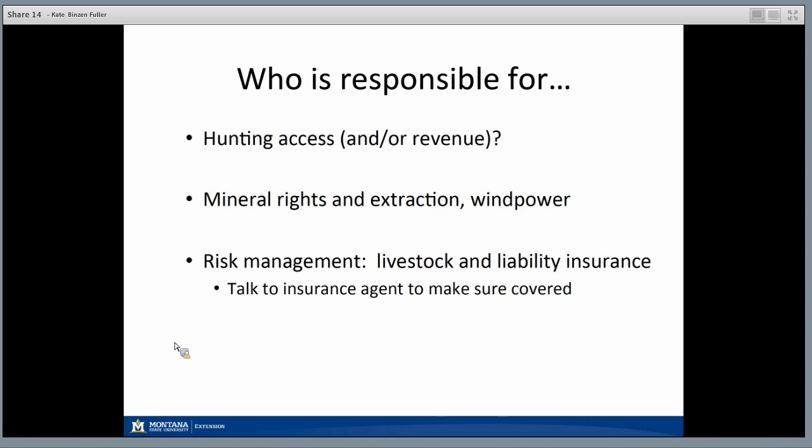Risk management, so livestock and liability insurance. Liability insurance is always important, but particularly so if you have people that are coming on the property for recreation, especially hunting. So you can talk to your insurance agent to make sure that you're covered. If you're entering into a more share-based lease arrangement, you can maybe talk about some other price risk management strategies as well and set them up in the lease.